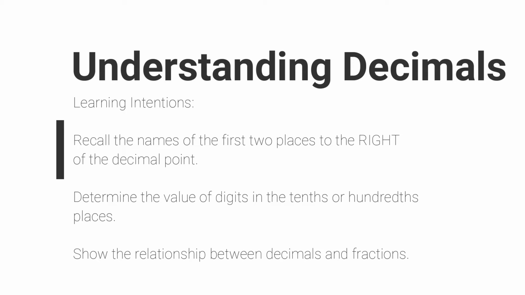The first is to recall the names of the first 2 places to the right of the decimal point. Then we'll determine the value of the digits in the tenths or the hundredths place. Finally, we'll show the relationship between decimals and fractions.